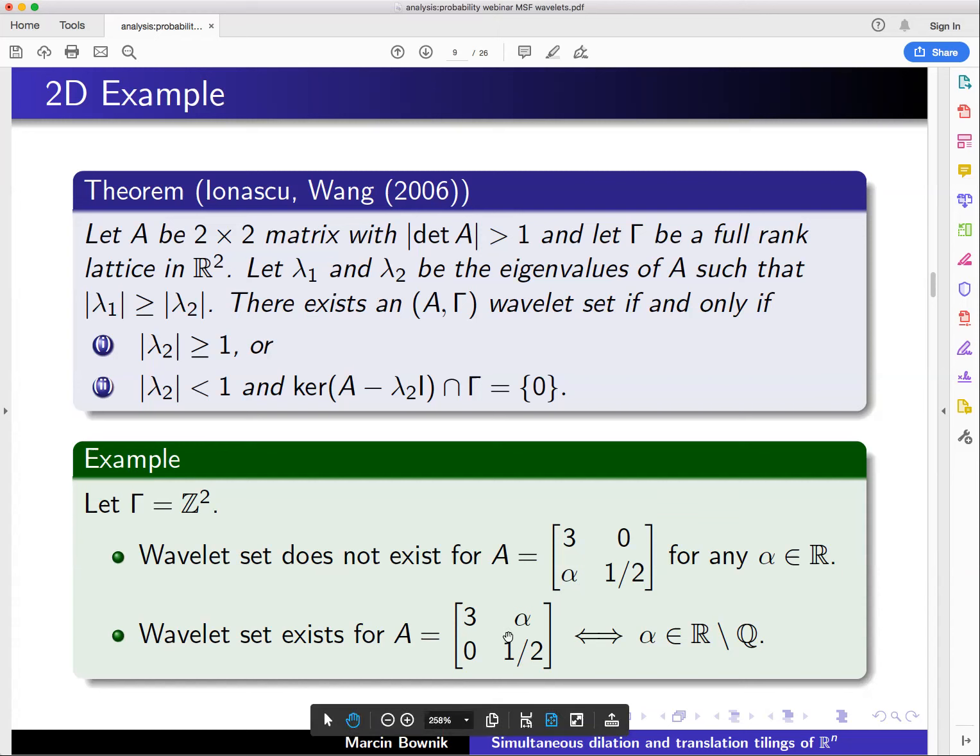But when you move this alpha to the other corner, the situation changes dramatically. When alpha is rational, there will be no wavelet set. Why is that? Because the eigenspace corresponding to 1/2 is a line with a certain slope. If this slope is rational, then it contains infinitely many points of the integer lattice, so there will be no wavelet set. But if this line has irrational slope, then it will miss all the integer lattice points, this condition is satisfied, and the wavelet set exists. So there is this delicate thing happening here between rational and irrational.